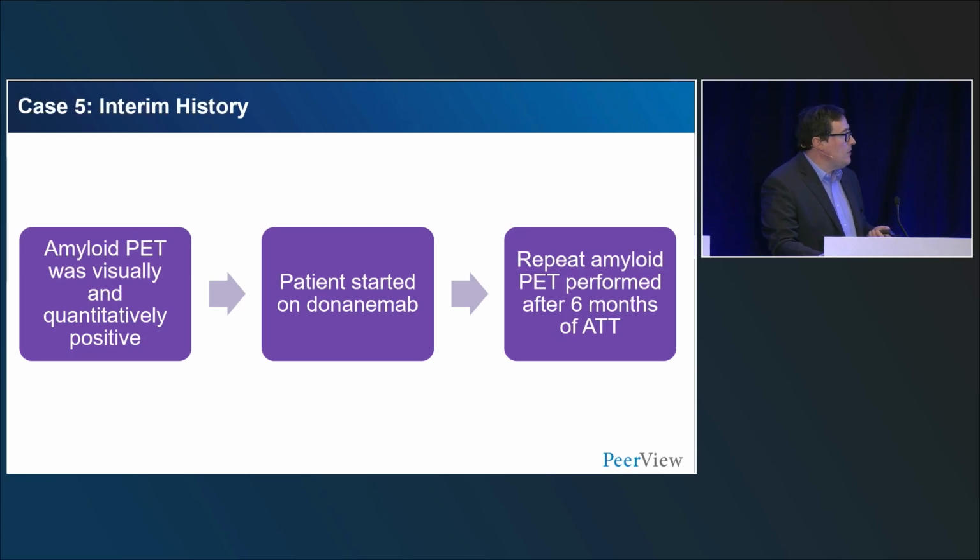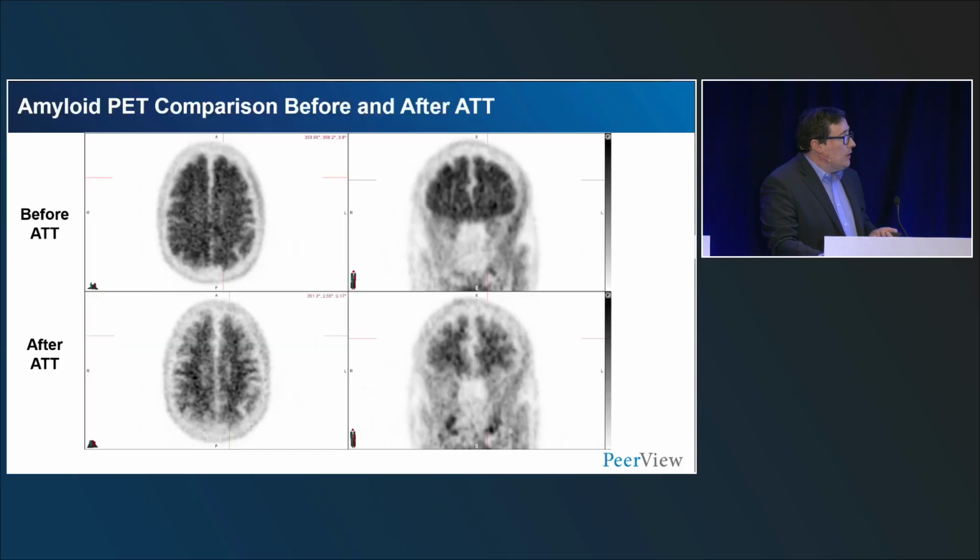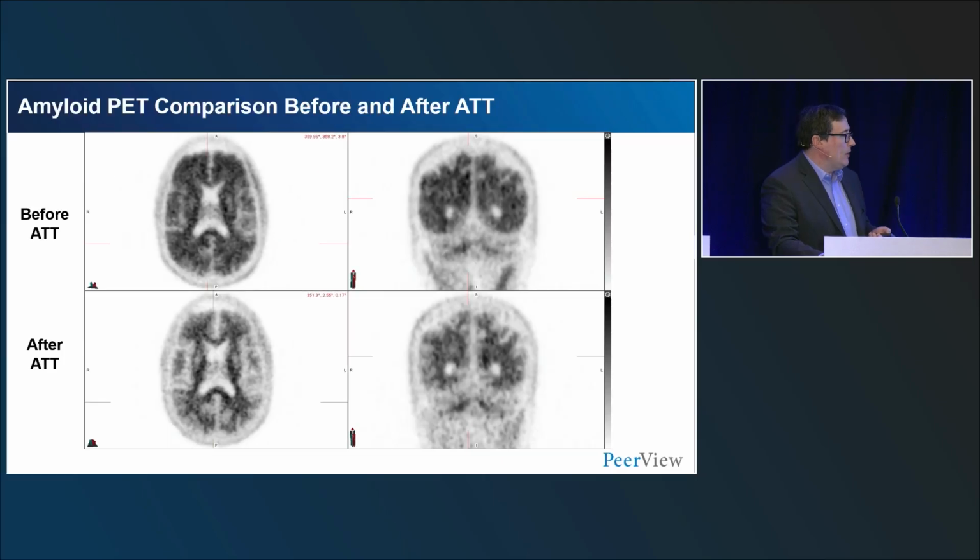This was done at 6 months, his repeat amyloid PET. And you could argue is there maybe a touch of residual, but I would read this as negative. And there's clearly been a lot of clearance. The top is pre, bottom is post at comparative slices.